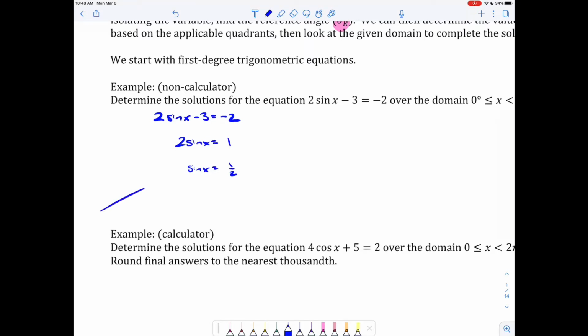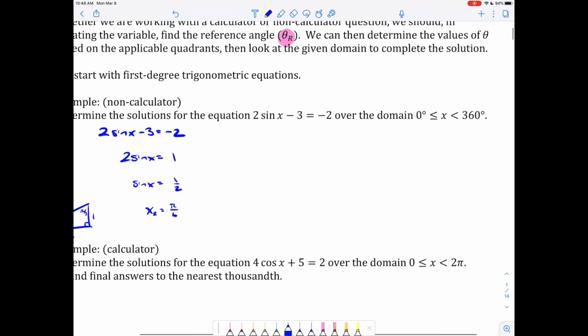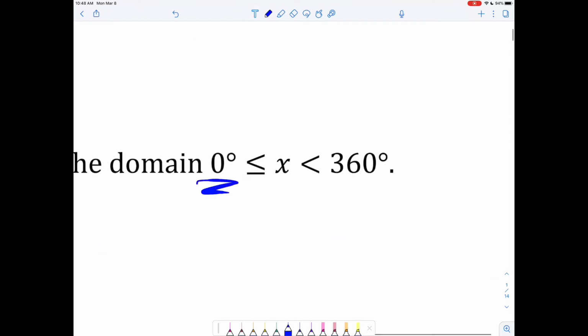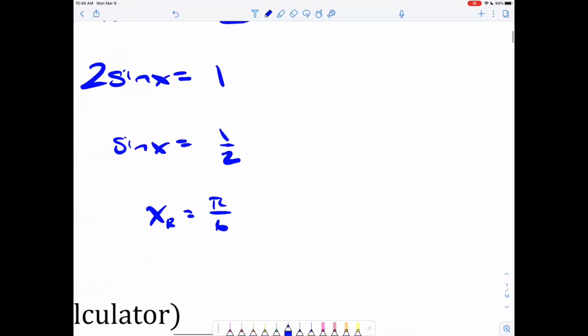Now, using special triangles, if this is pi over 6, and this is pi over 3, we can note then that our reference angle, or xr in this case, would be pi over 6, except we should note what our units are for the angle for our final answer. Notice here, we're told it's from 0 degrees to 360 degrees. So rather than stating this in radians, we should probably be stating this in degrees. So 30 degrees is what we're after.